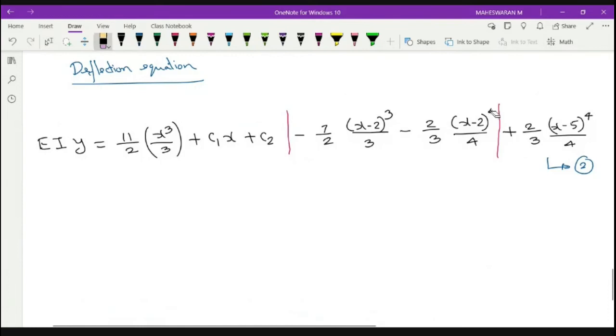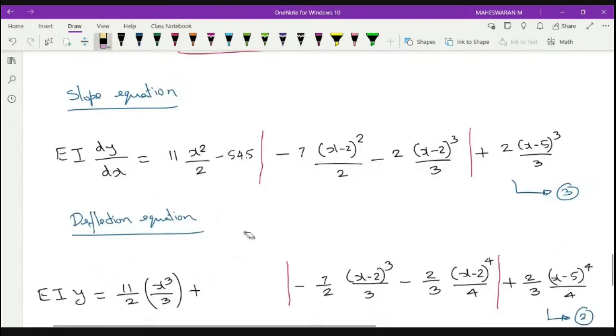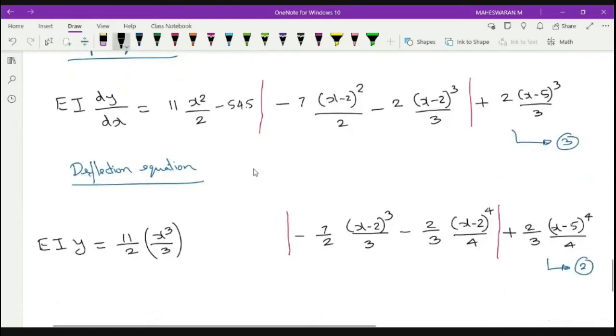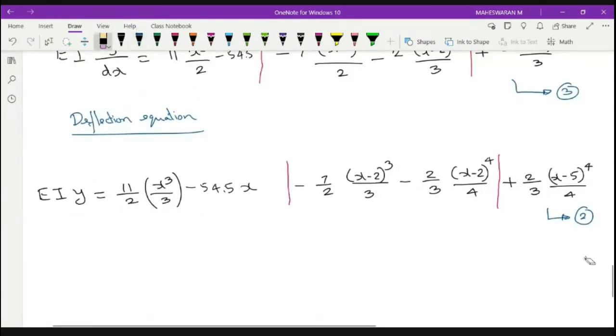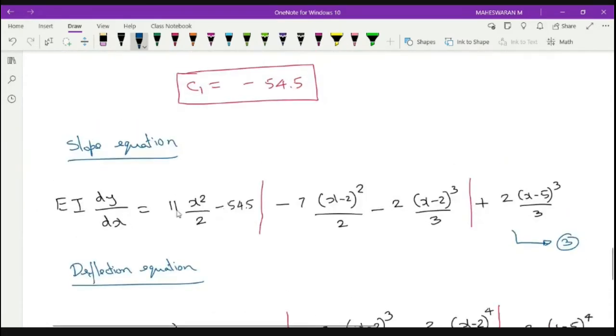So here, you know that in this one, C1 and C2, you don't have a value. C1 is minus 54.5, so minus 54.5x. So this is the overall value, right? So I will call this equation number 4. So now I got these two equations. So this is the overall sketch of the equation.